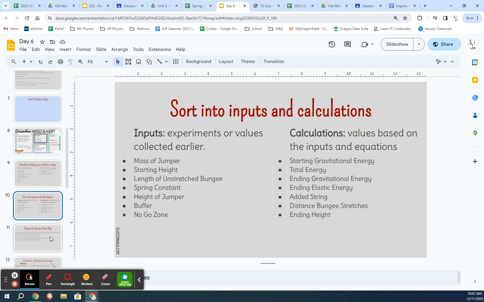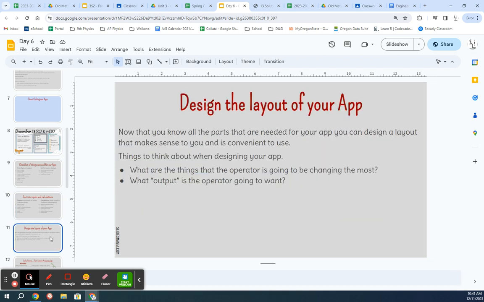Now, when you are designing your app, you're going to be thinking about these inputs, thinking about these calculations, and thinking about what makes the most sense for the design layout of your app. So we know all the parts, we know what's an input, we know what's a calculation.